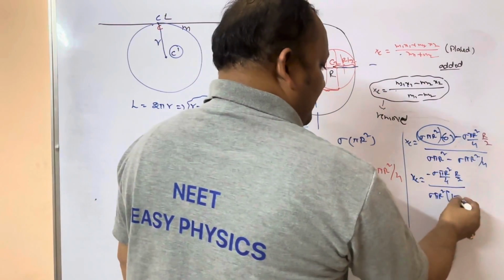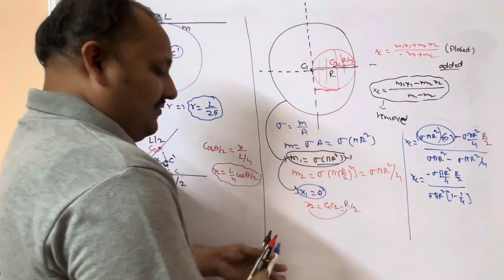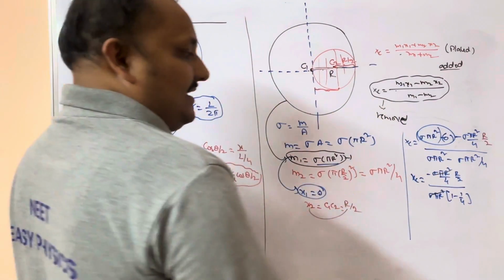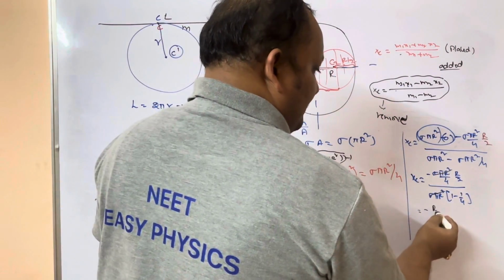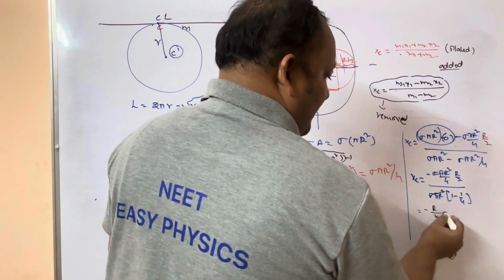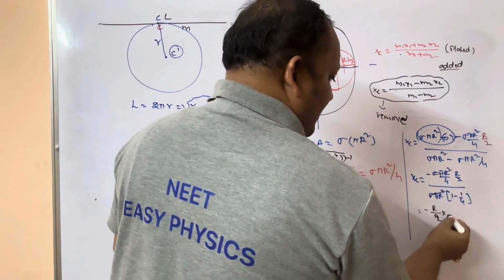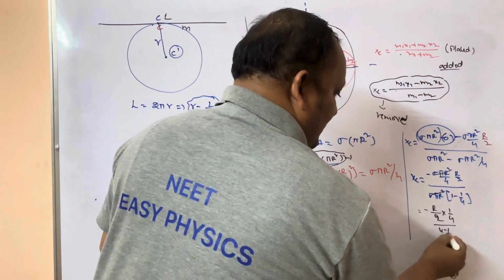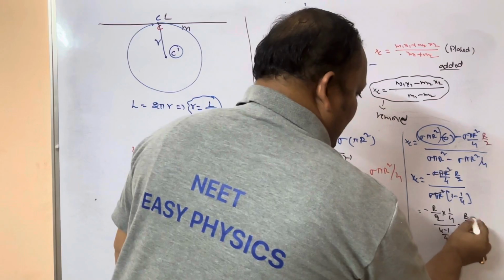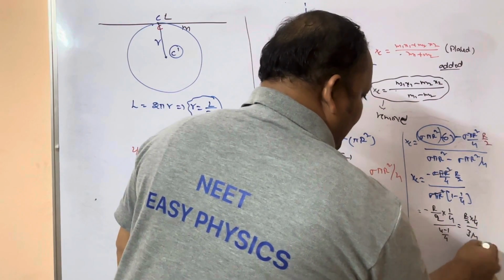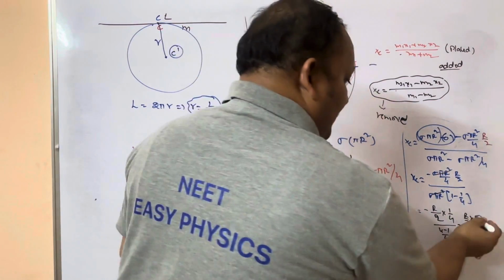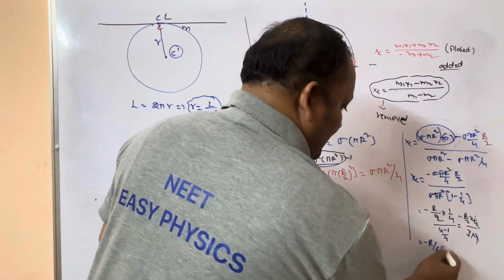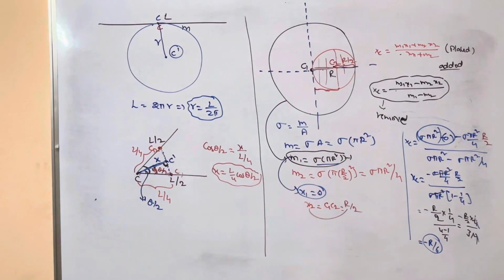Then what will be coming? 1 minus 1 by 4. So sigma pi r square will be cancelled. So minus r by 4 into, otherwise r by 2 into 1 by 4. This is going to be 1 minus 1 by 4, that is 4 minus 1 by 4. So r by 2 into 1 by 4 by 3 by 4. So again 1 by 4, 1 by 4 will be cancelled. So minus r by 6.